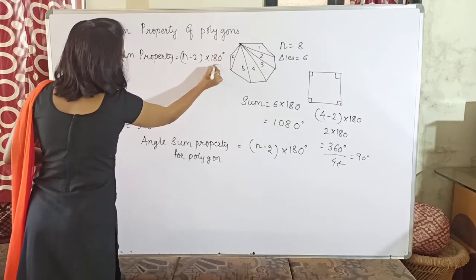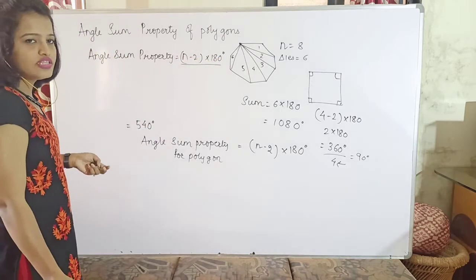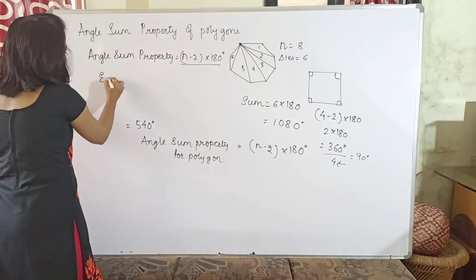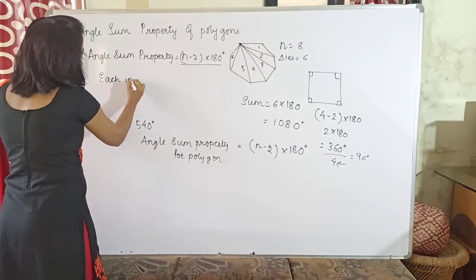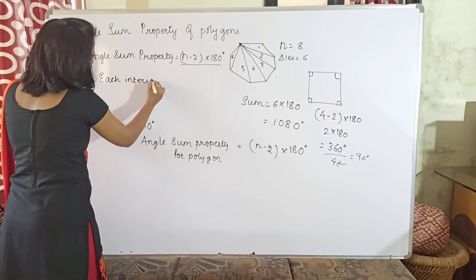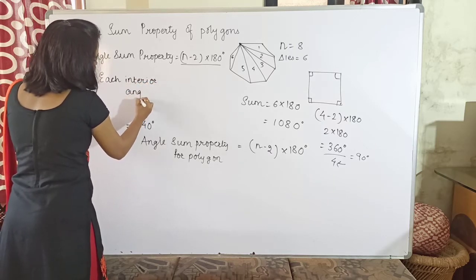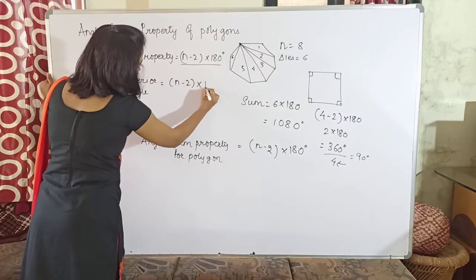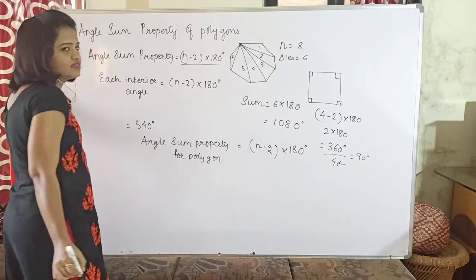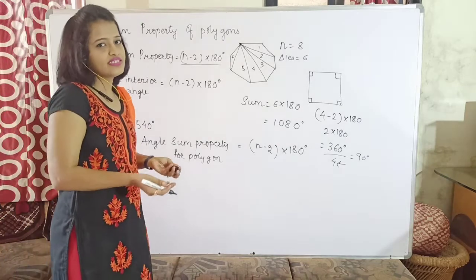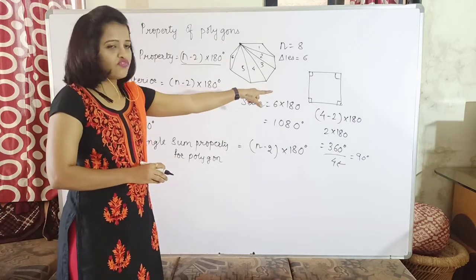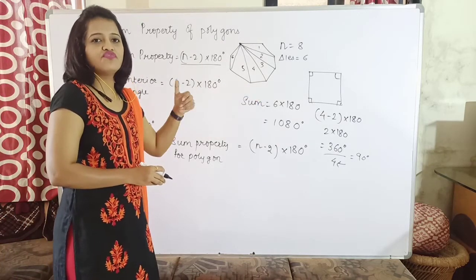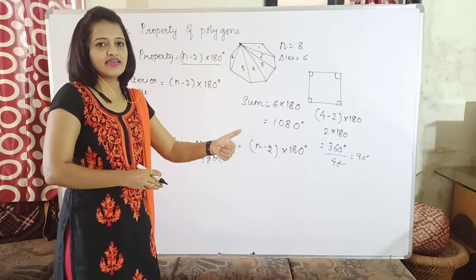So from this I will get the total sum of all the interior angles, and if I have to find the value of each interior angle, what will I be doing? I will be dividing the sum by the number of angles. Now how many angles does it have? Whatever the number of sides, that many angles it will have. There are 4 sides, 4 angles; pentagon, 5 sides, 5 angles; 6 sides, 6 angles, and so on.